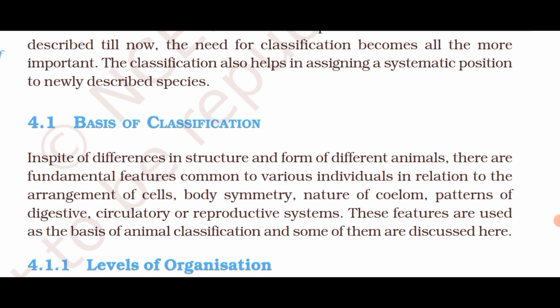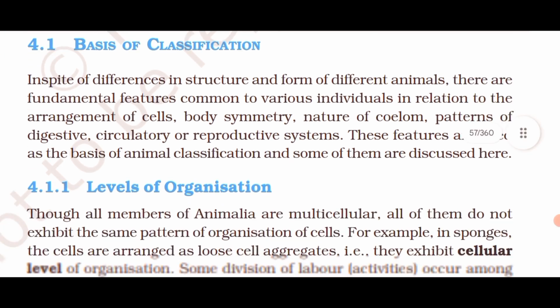4.1 Basis of classification. In spite of differences in structure and form of different animals, there are fundamental features common to various individuals in relation to the arrangement of cells, body symmetry, nature of coelom, patterns of digestive, circulatory, or reproductive systems. These features are used as the basis of animal classification and some of them are discussed here.